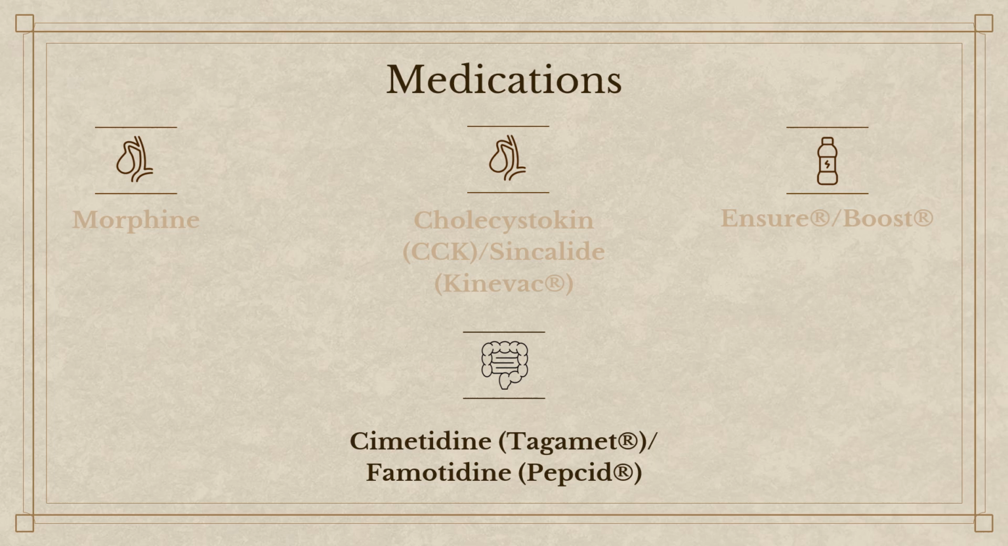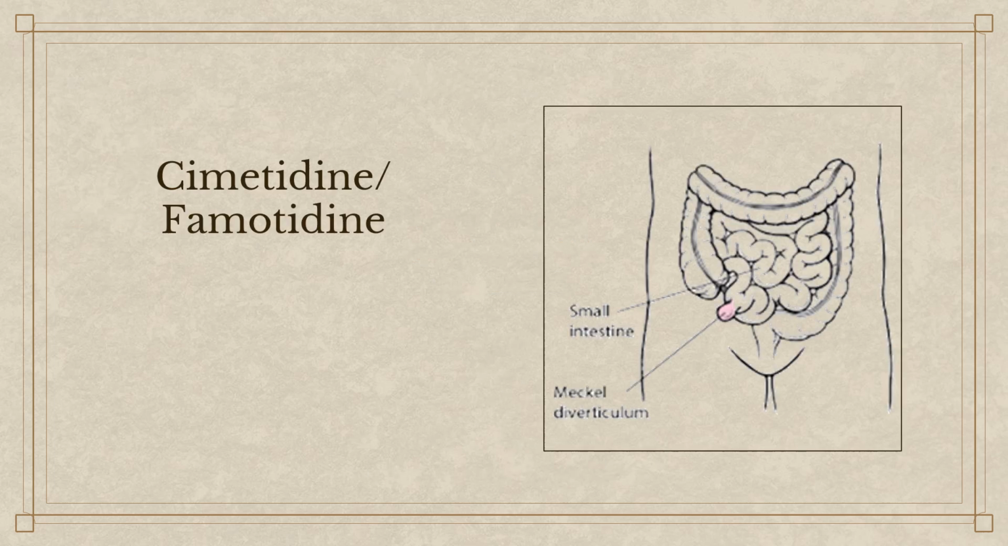Finally, we come to cimetidine with the brand name of Tagamet and famotidine, also known as Pepsid, which are used in Meckel's diverticulum imaging. There is another drug, ranitidine, or Zantac, which can be used, but for some reason it's not on the NMTCB's components of preparedness list. The gastric mucosa concentrates technetium-99m pertechnetate. This includes the mucosa in Meckel's diverticula.